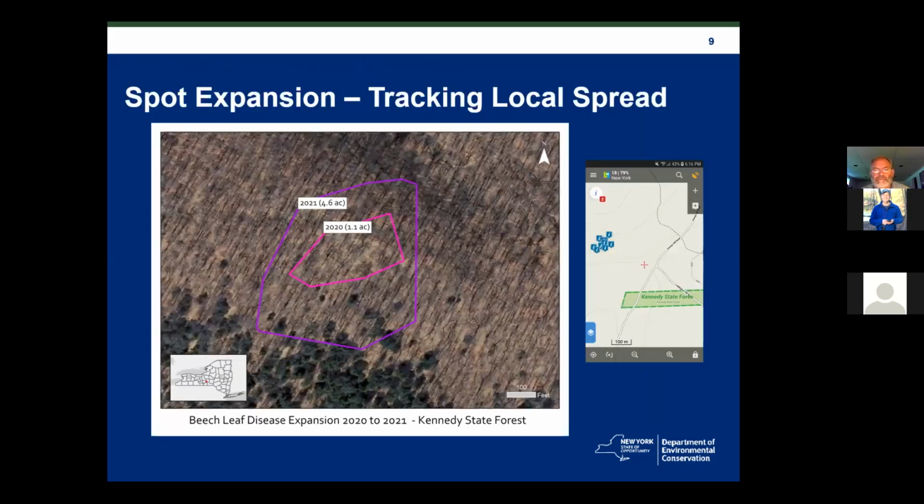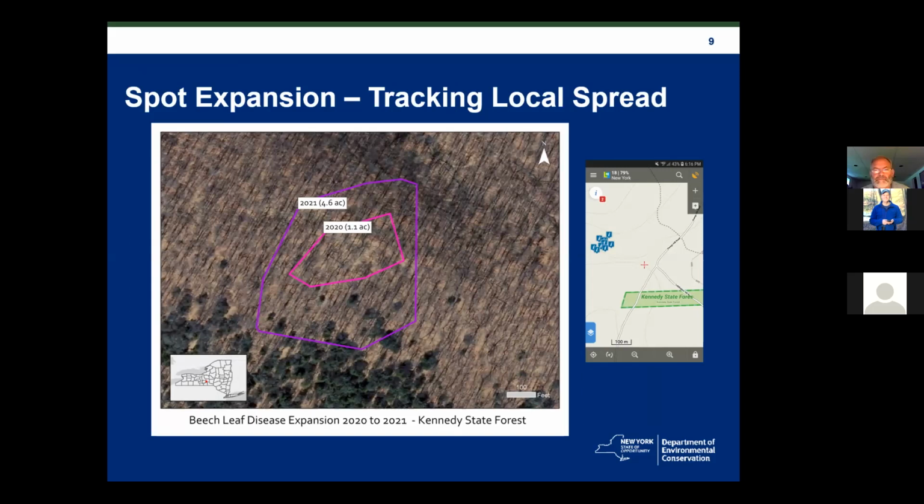Spot expansion, tracking local spread. This was a small study we did to track the local spread of beech leaf disease in the forest. Last year, we flagged and mapped about 190 symptomatic trees. This year, there were 940 newly symptomatic trees to flag and map.